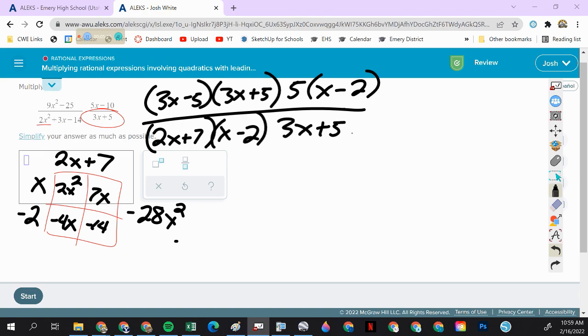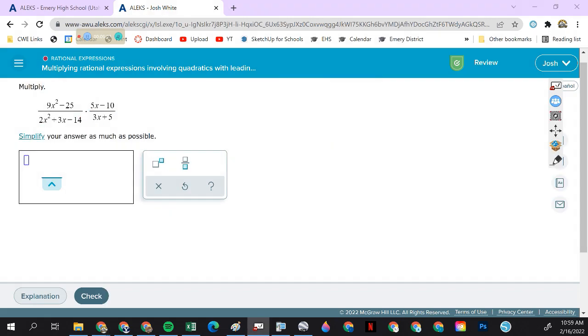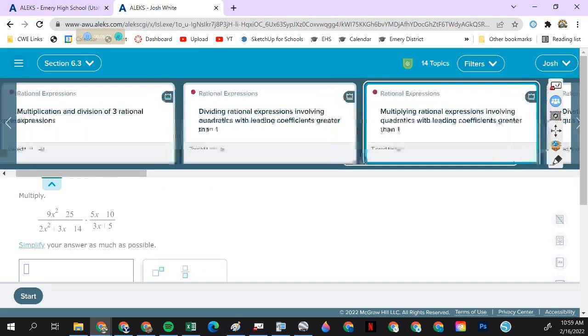3x plus 5. And now we start the great cancellation. Minus 2's go. The 3x plus 5's go. Which leaves me with 5 times 3x minus 5 in the numerator and 2x plus 7 in the denominator. And the next one.